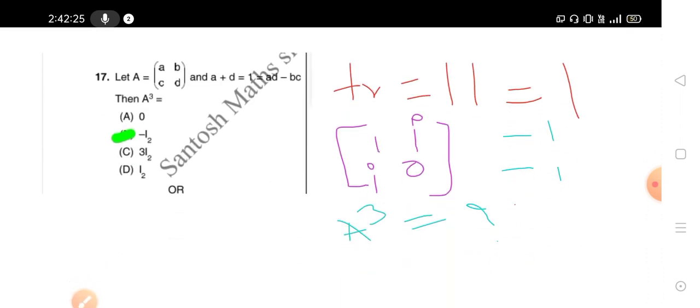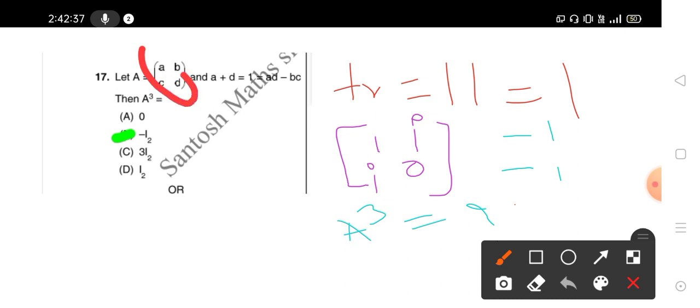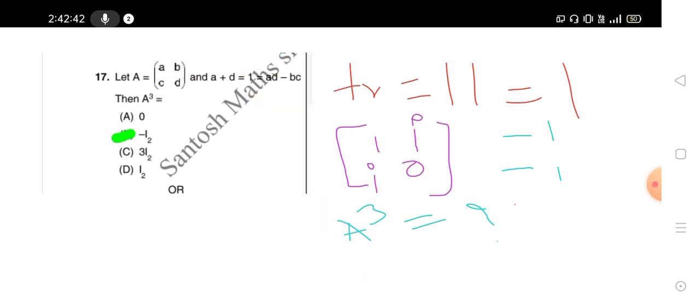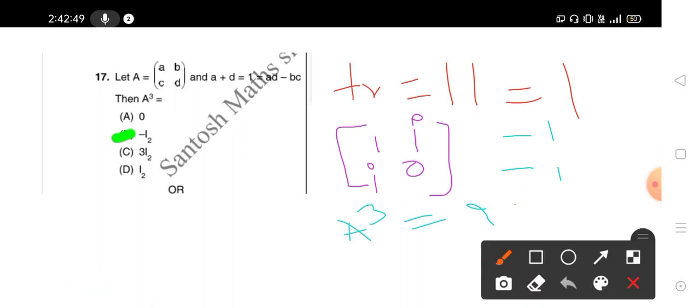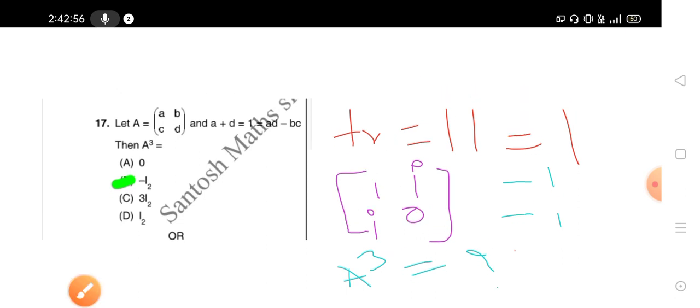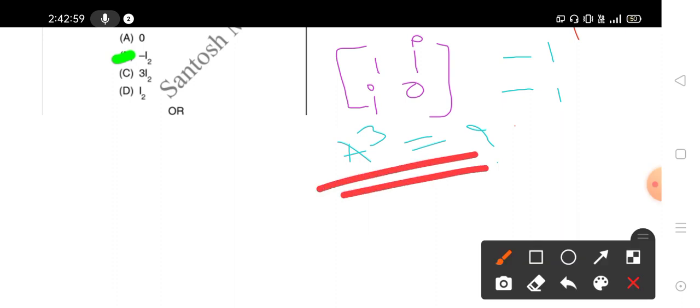Next question. Let A equal to the matrix abcd with a plus d equal to 1 and ad minus bc equal to 1. Then find A cube. Here a plus d means sum of diagonal entries, this is the trace, and ad minus bc is the determinant. Here given determinant equal to trace equal to 1. Here I take that matrix. Determinant is 1, trace is 1. And find A cube, we get minus I2.